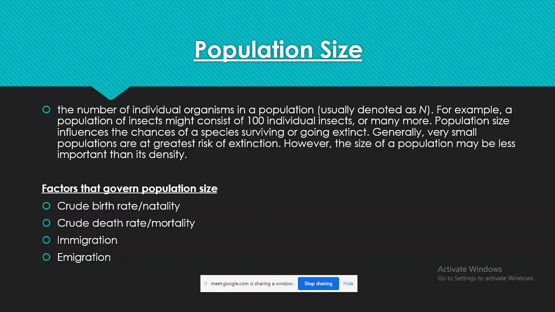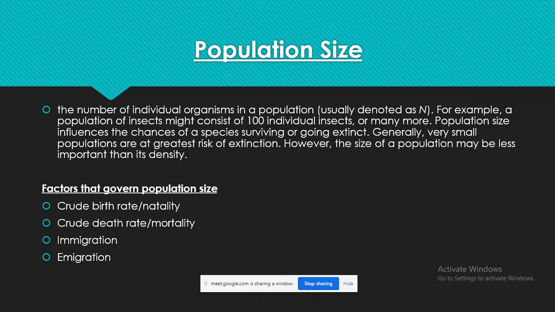Population size is the number of individual organisms in a population, usually denoted as N, the letter N. For example, a population of insects might consist of 100 individual insects or many more. Population size influences the chances of species surviving or going extinct. Generally speaking, ang population size is yung totality lang naman ng isang population. Like for example, yung population size ngayon ng BSEM2C is 48, 47, something like that.